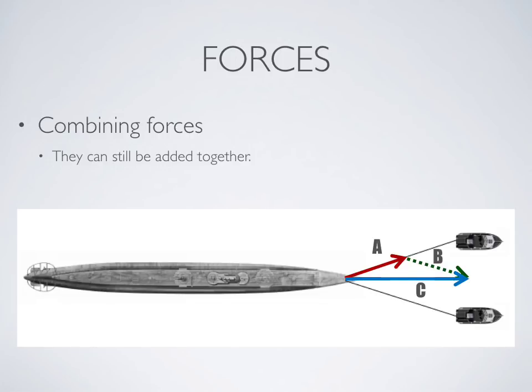So what you see is that force C pulls strongly to the right, and the up of force A cancels the down of force B. Those are opposite, those are equal, so they cancel each other out. All that's left is the pull to the right.